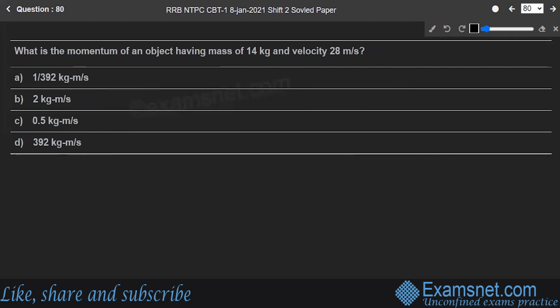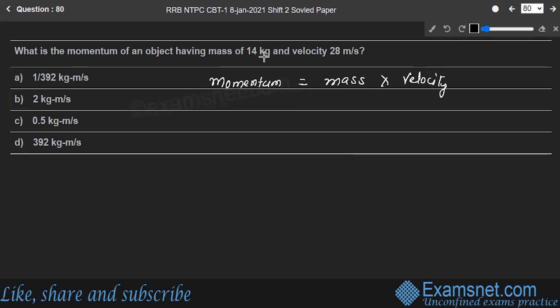What is the momentum of an object having the mass of 14 kg and velocity of 20 meter per second? So first thing, what is the formula for momentum? Because we have to find out momentum. It's given by mass into velocity. Velocity is a vector quantity, so momentum is also a vector quantity, right?